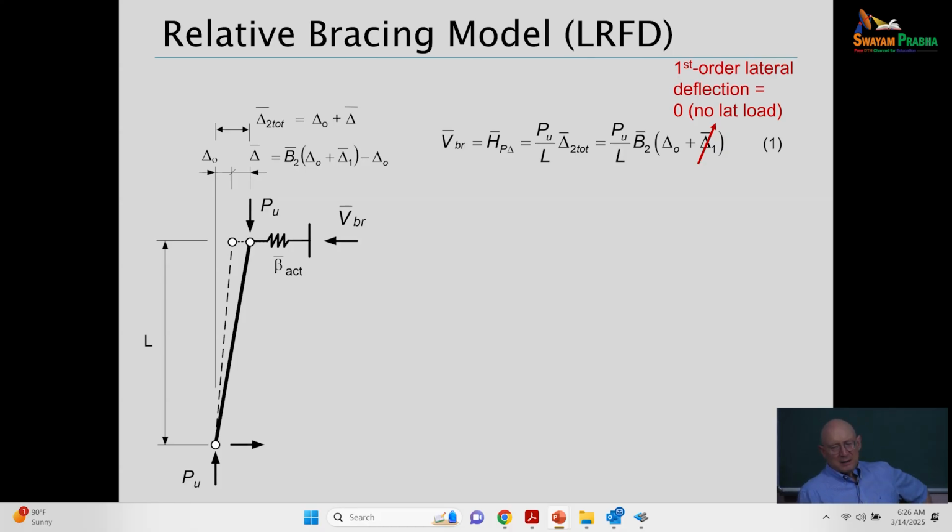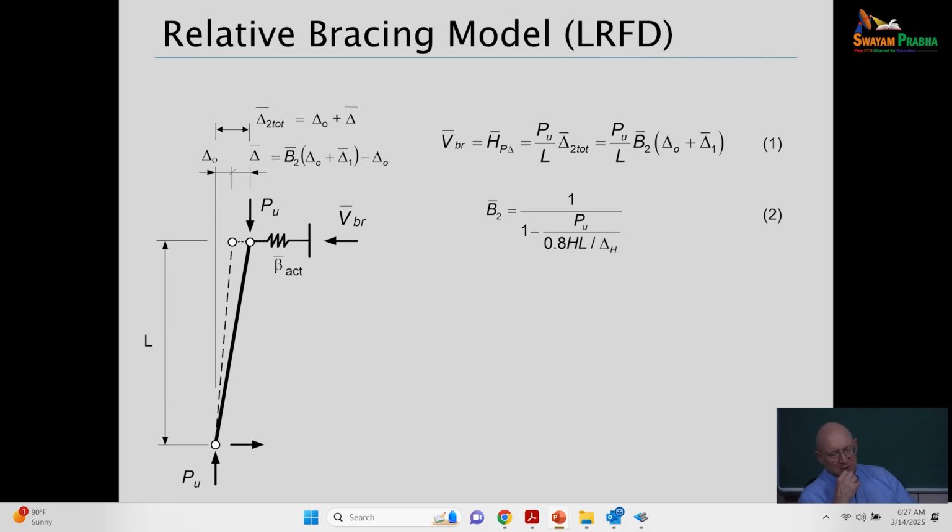But we're going to say delta 1 bar is 0 here because we're going to assume there's no lateral load and there's nothing going on like Lemaitre's market shed where we put gravity load on it and the thing wants to move significantly to the side. Okay, so that's really the fundamental equation. The rest is just kind of doing some algebra. So this is our side sway amplifier. We've already looked at that. It's what we did earlier.